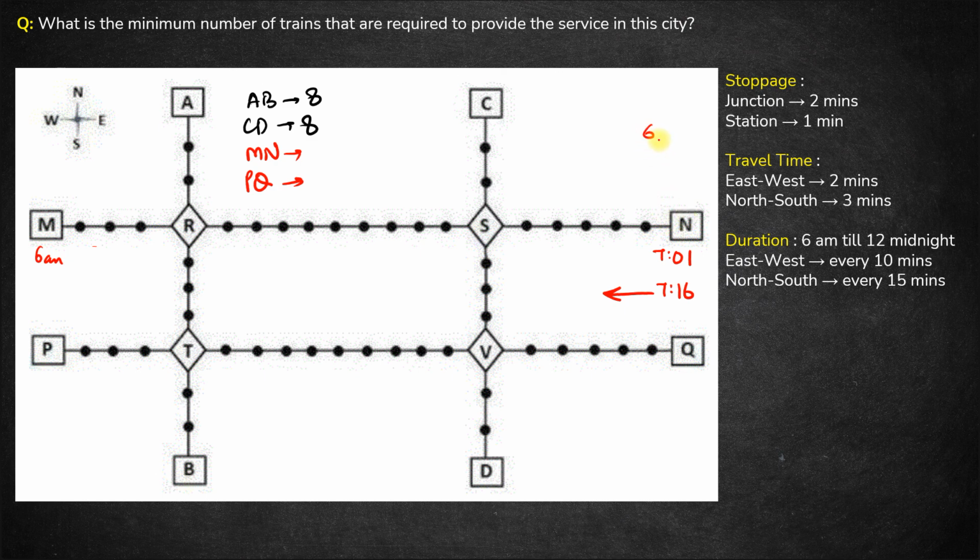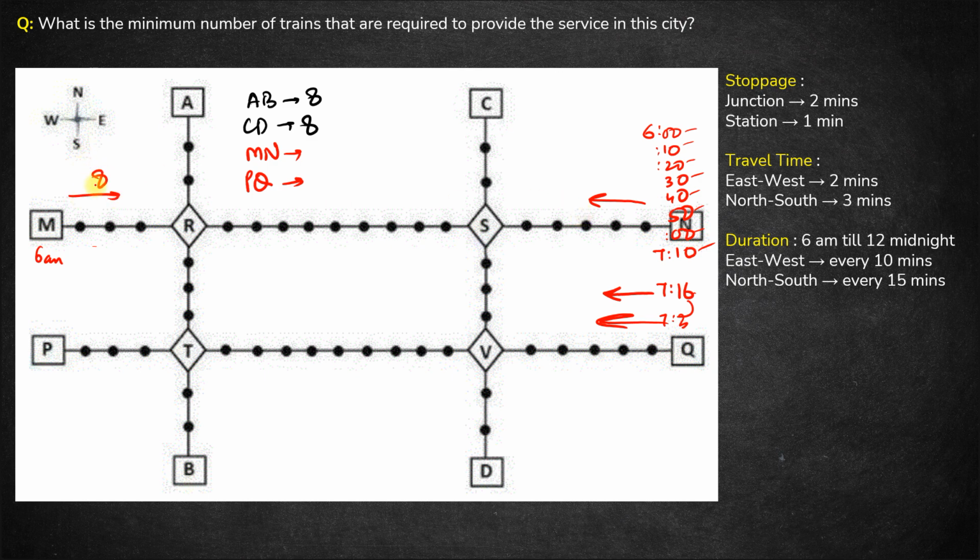So we will need a train at 6 a.m. and in east-west direction there are trains every 10 minutes, right? So at 6 a.m. we'll need a train, at 6:10 we'll need a train, at 6:20, 6:30, 6:40, 6:50, 7, then you'll need a train at 7:10, and at 7:20 this train again can go towards M. So how many fresh trains do we need, or new trains? 1, 2, 3, 4, 5, 6, 7, 8. 8 trains to go from N to M.